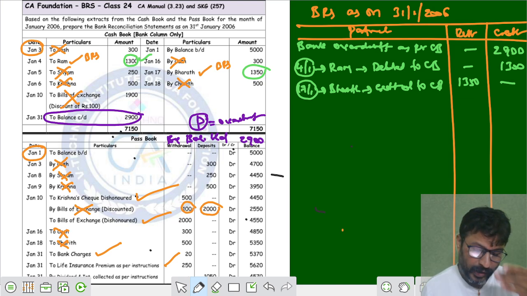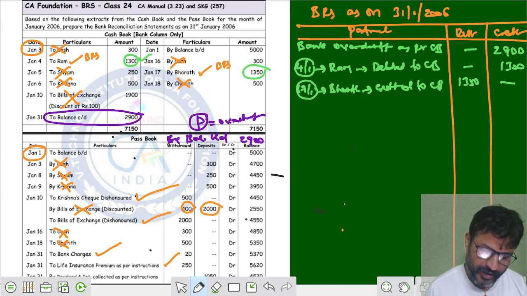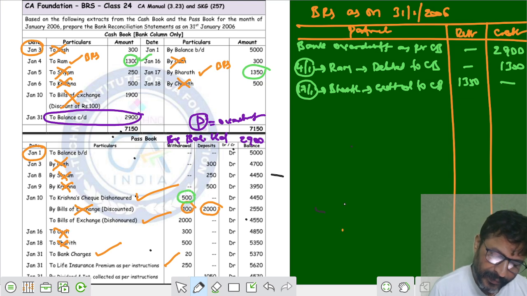Now let us move on to the passbook. Here we have a Krishna check dishonored. Krishna's check dishonored is given on what side? Withdrawal. Withdrawal means payment. Deposit means receipt.